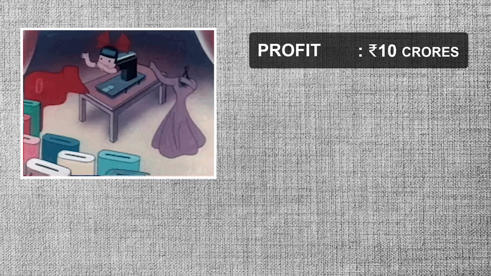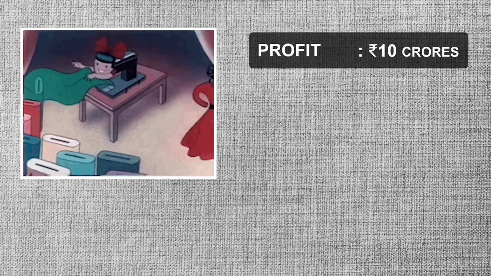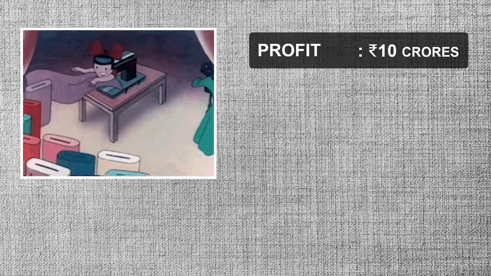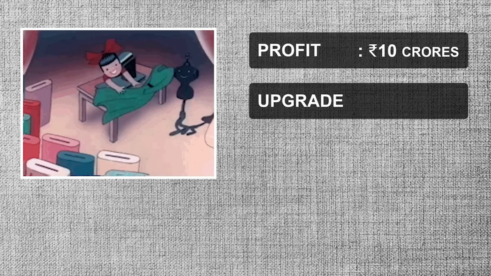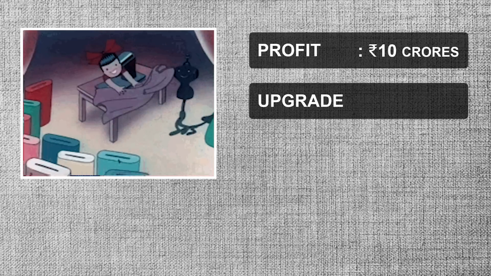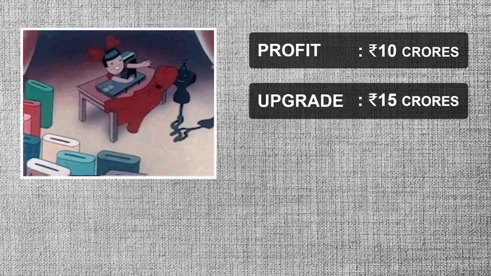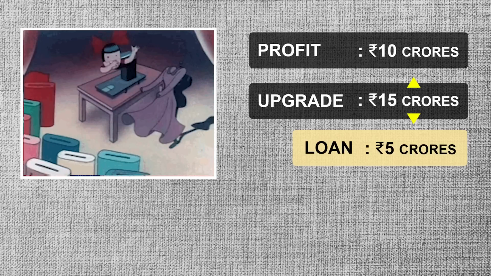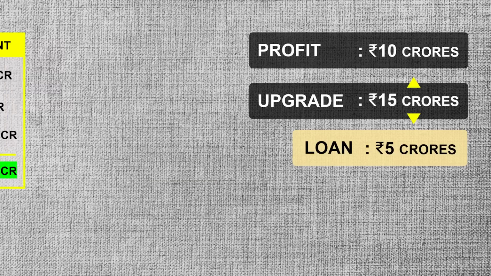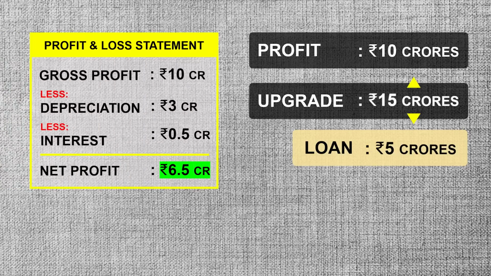But what's also true is that the textile industry and consumer preferences are changing at a rapid pace, and therefore your company needs to upgrade its machines at least once a year. Now, a single upgrade costs you about 15 crores, for which you use your 10 crores in profits, and you also end up taking a loan of 5 crores.